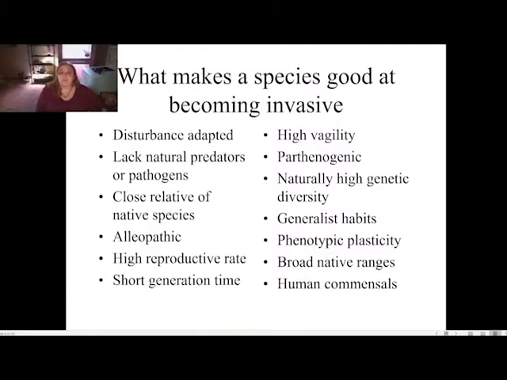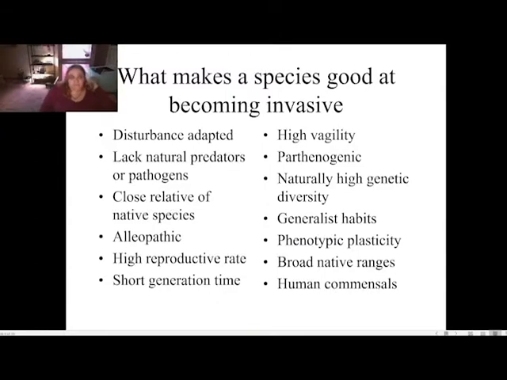You can just reproduce. A lot of the times they have generalist habits, so they're able to live in multiple different types of areas. They're able to eat multiple types of food. They're able to survive in diverse areas.